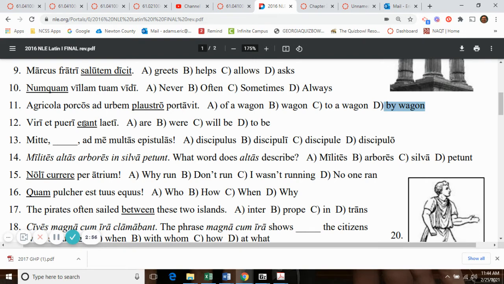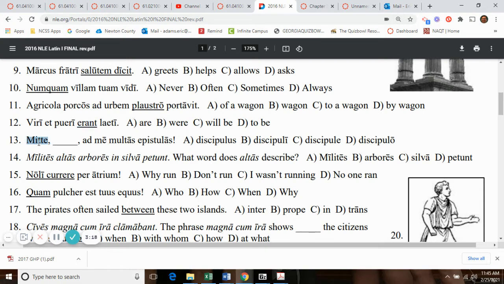Answer D. Erant. Remember that erant is the imperfect of the verb sum, esse. Sum, es, est, sumus, estis, sunt. Present, I am, you are, he is, we are, y'all are, they are. Eram, eras, erat, eramus, eratis, erant is the imperfect. So they were, the boys and the men were happy. Were is the answer here. And this is your second item you're going to be putting in.